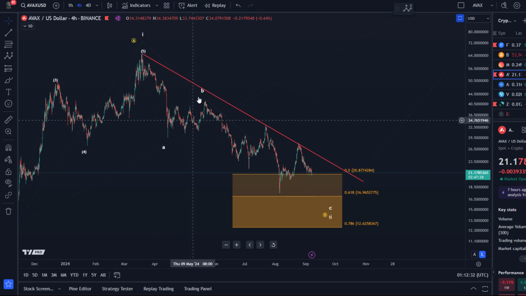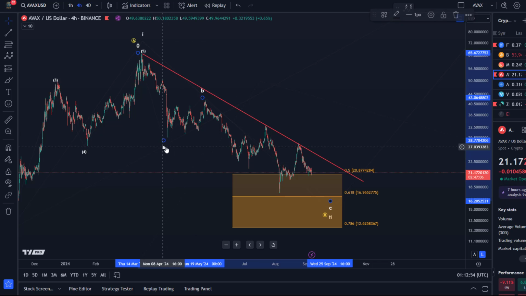So if we say this is an ABC, the problem is for the C wave I would need a 5-wave move. So this can't really be the 1, 2, or the entire move would go down to low, which is possible, but then it would not be within the scope of this scenario.